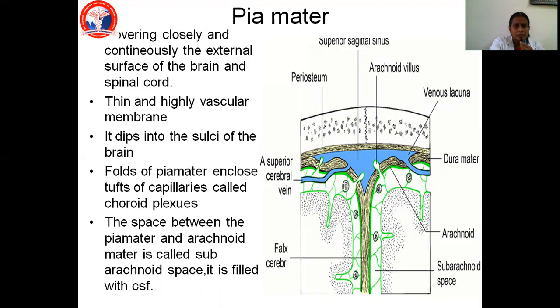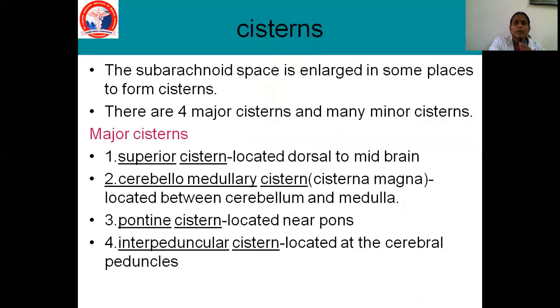This is the continuous covering of the external surface of the brain. It covers the external surface continuously and closely. It is thin and highly vascular. It dips into the sulci of the brain. The folds of pia mater enclose tufts of capillaries called choroid plexuses. The space between the pia mater and the arachnoid mater is called the subarachnoid space. This space is filled with cerebrospinal fluid.